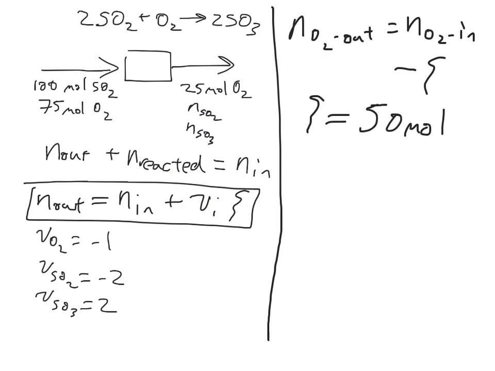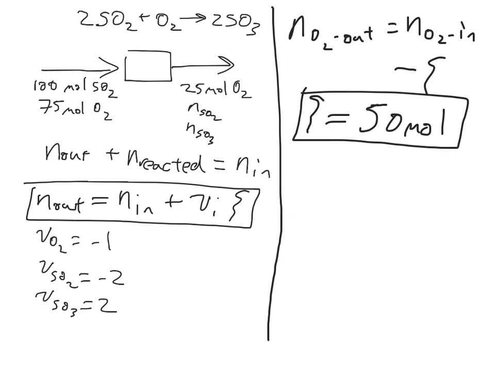Now, one thing I want to point out is that the extent has units of moles, and it's not specific to a particular species. It's not 50 moles of O2 or 50 moles of SO3 or anything like that. It's just 50 moles in this case. And that's our answer for the extent.